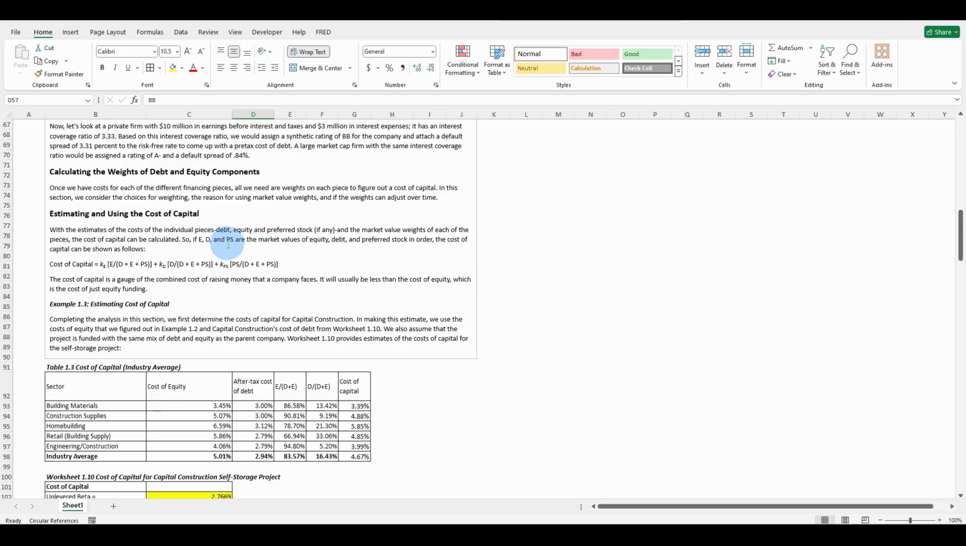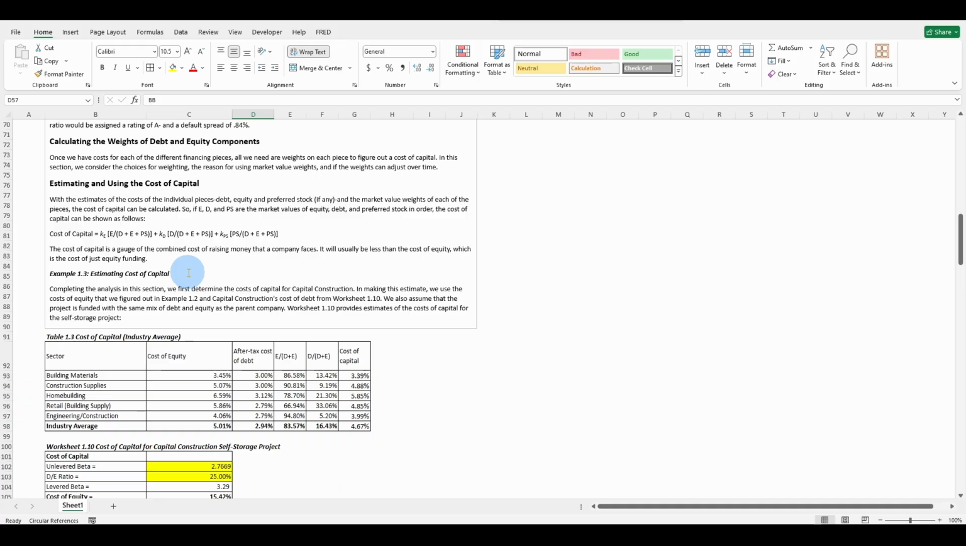With the estimates of the cost of the individual pieces, debt, equity, and preferred stock, if any, and the market value weights of each of the pieces, the cost of capital can be calculated. If E, D, and PS are the market values of equity, debt, and preferred stock in order, the cost of capital can be shown with this formula. It's really straightforward. The cost of capital is a gauge of the combined cost of raising money that a company faces. It will usually be less than the cost of equity, which is the cost of just equity funding.